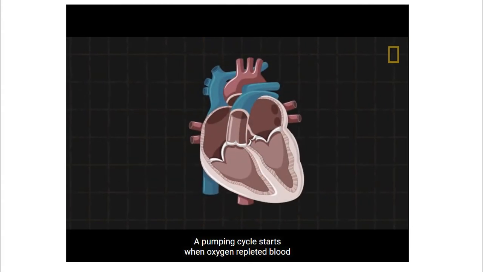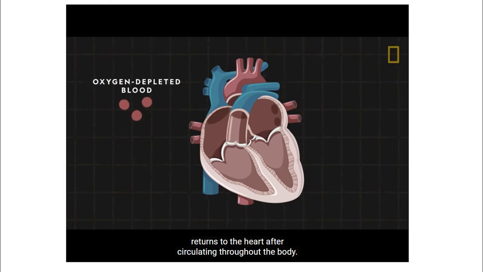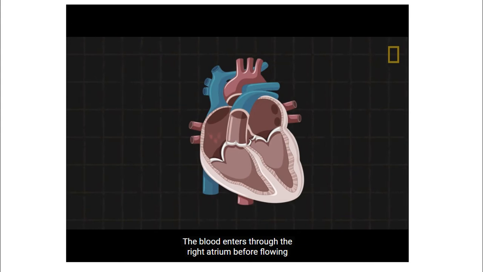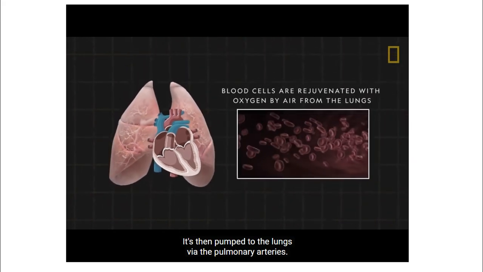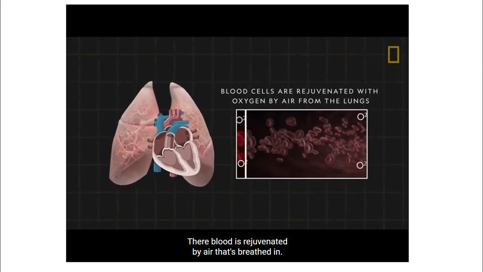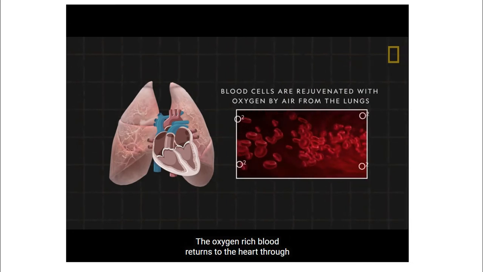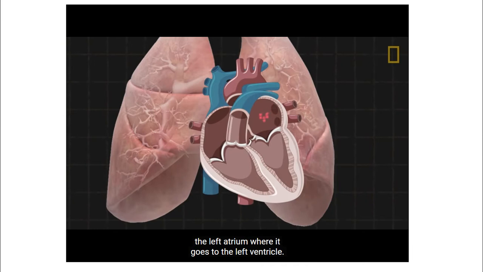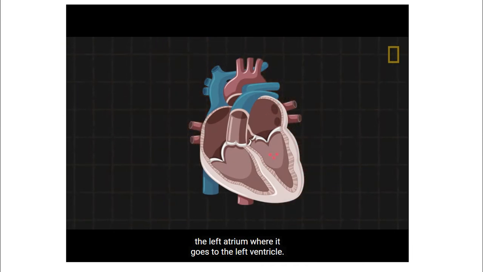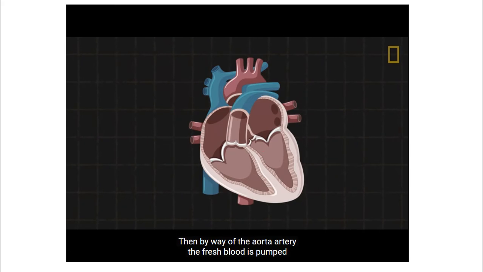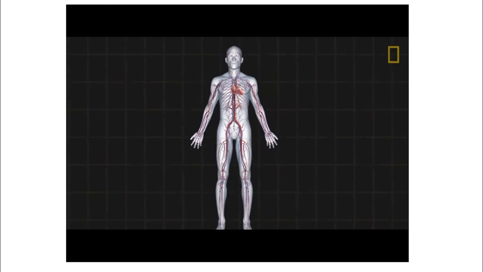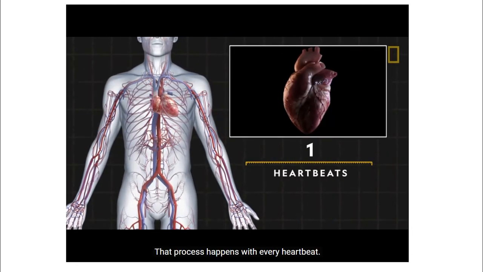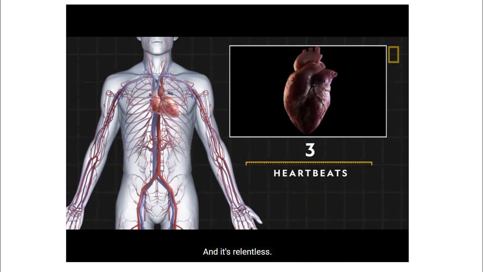A pumping cycle starts when oxygen-depleted blood returns to the heart after circulating throughout the body. The blood enters through the right atrium before flowing to the right ventricle. It's then pumped to the lungs via the pulmonary arteries. There, blood is rejuvenated by air that's breathed in. The oxygen-rich blood returns to the heart through the left atrium, where it goes to the left ventricle. Then, by way of the aorta artery, the fresh blood is pumped throughout the body before the process repeats itself. That process happens with every heartbeat, and it's relentless.